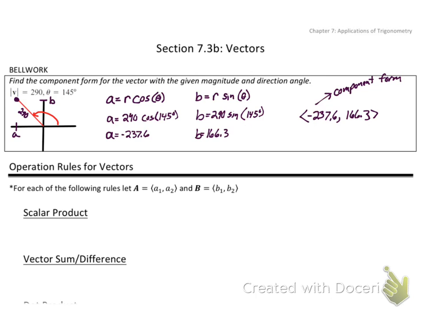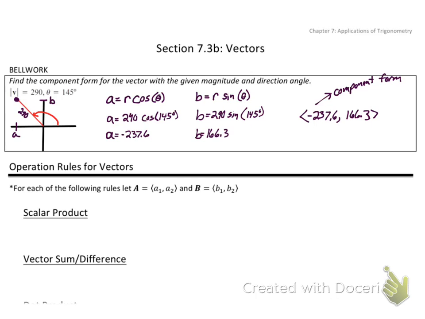Now, especially if I was on a test, I would make sure those numbers actually make sense with the problem. I'm looking for this point right here. Does it make sense that my A value is negative? Yeah. And should it be negative 237? Does that make sense with this being 290? I think that makes sense. And then our B is 166, so we go up positive 166. It matches our point. Now, if our vector had a magnitude of 10, those numbers wouldn't have made sense. Because if this was 10 and this was negative 237, you'd be like, I don't think I did that right.